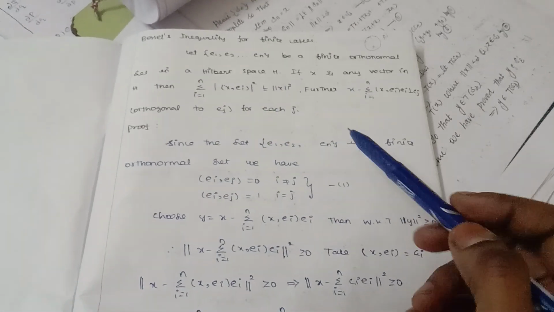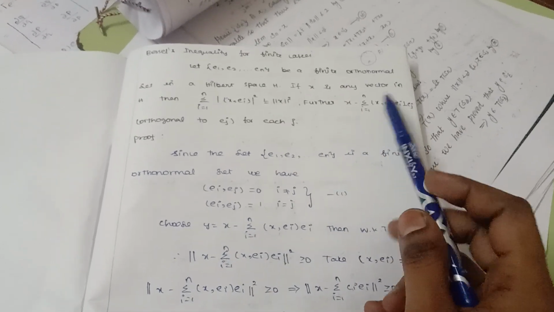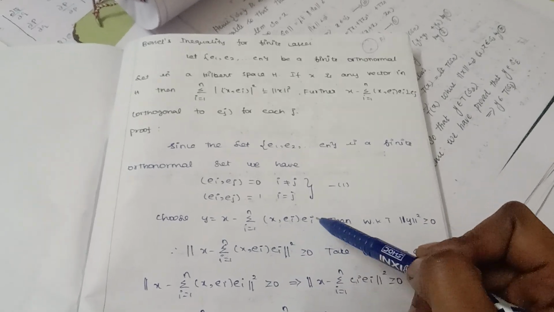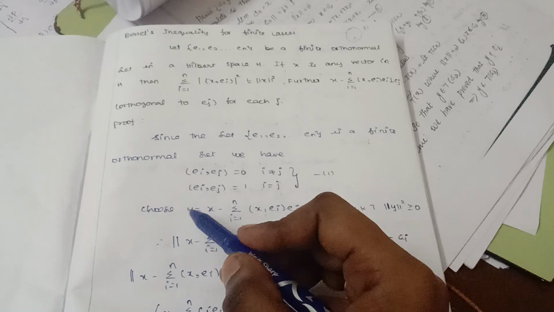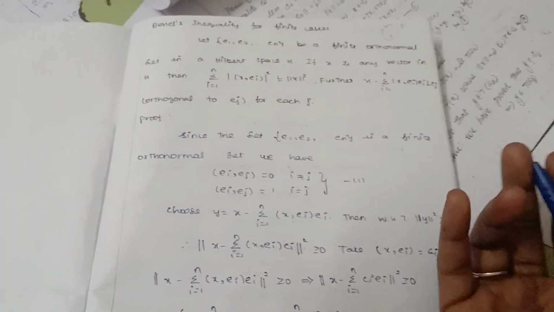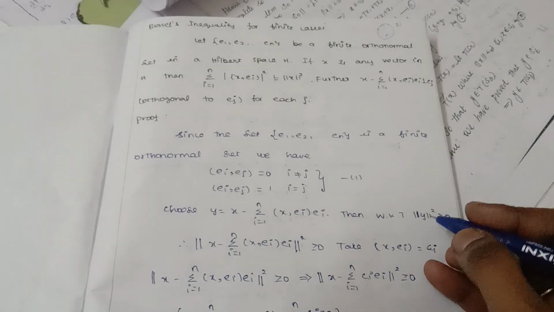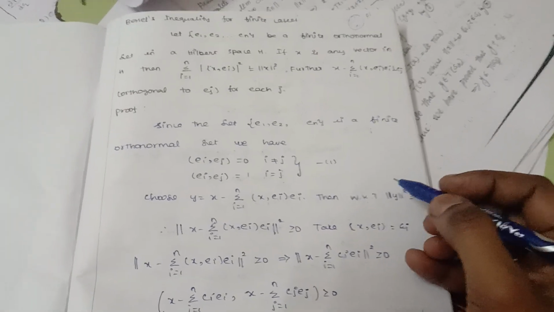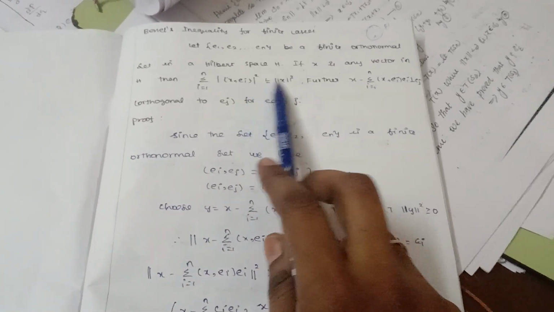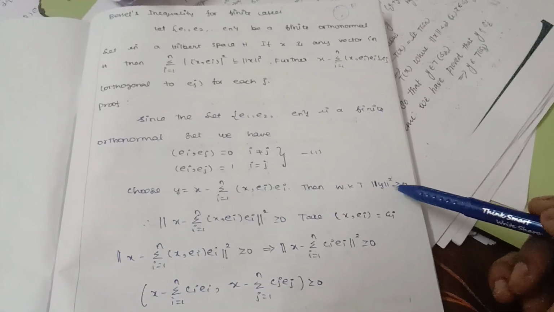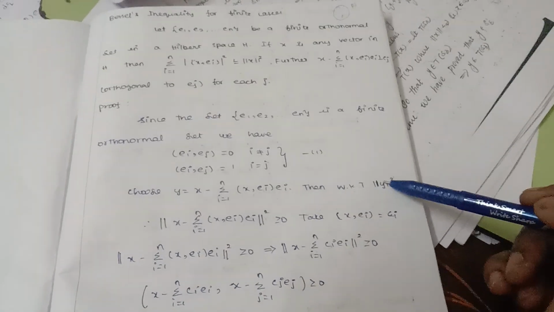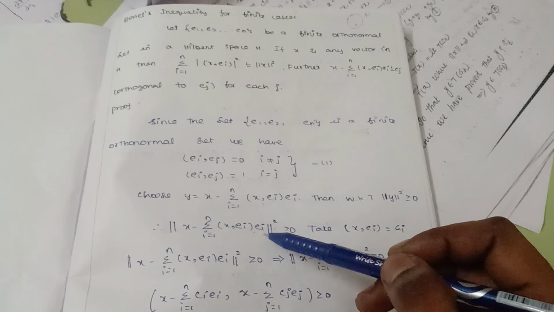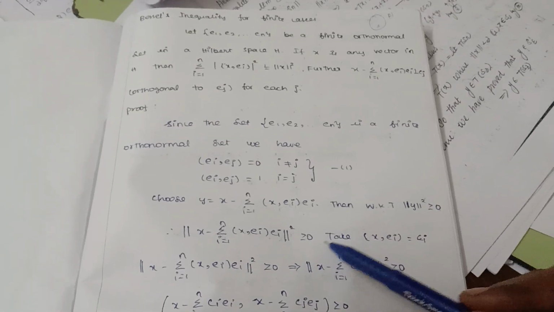So we have considered y in the form of x minus summation i equal to 1 to n (x, ei) ei. So we know that the norm is the length, so the norm is usually a positive value. So norm y is greater than or equal to 0 for our proof. Because this is based on the square value, we took norm y square greater than or equal to 0. So instead of y we replace x minus summation i equal to 1 to n (x, ei) ei, the whole square, greater than or equal to 0.